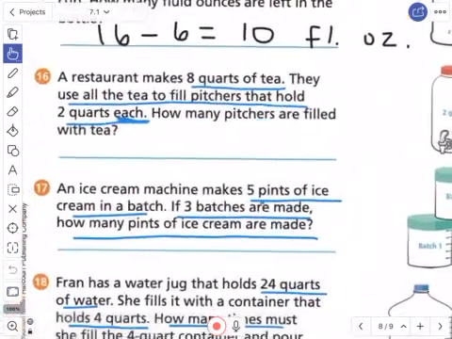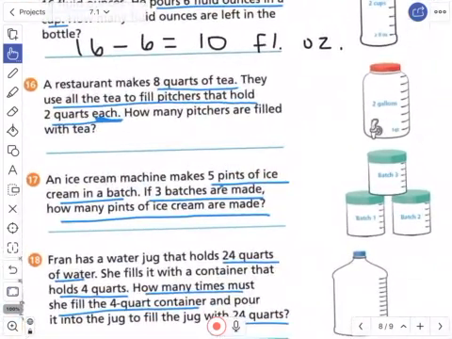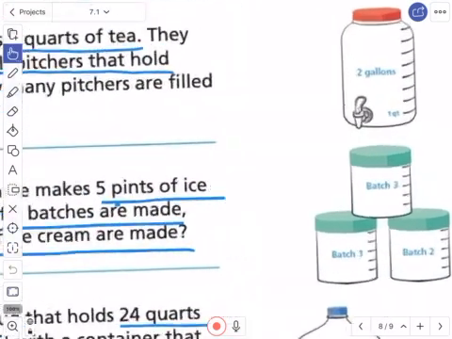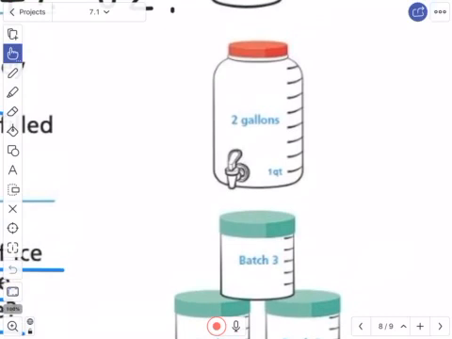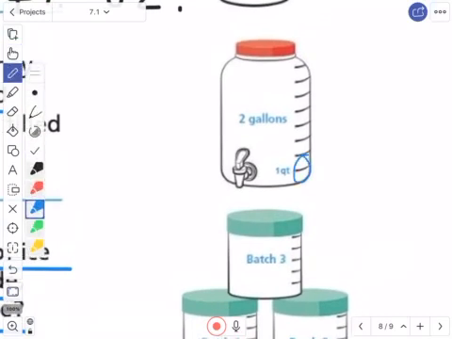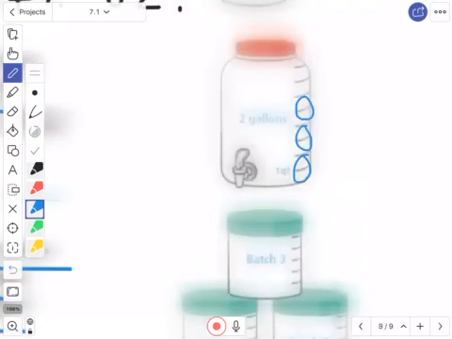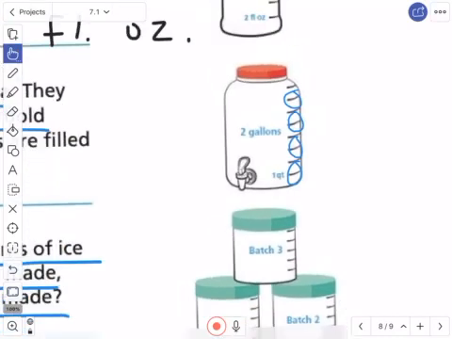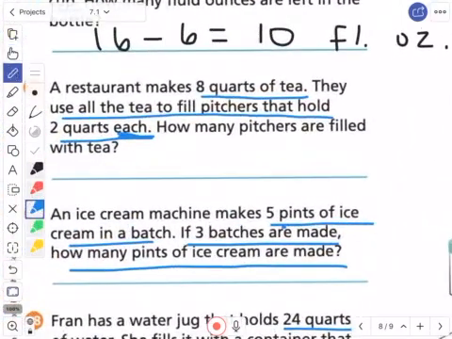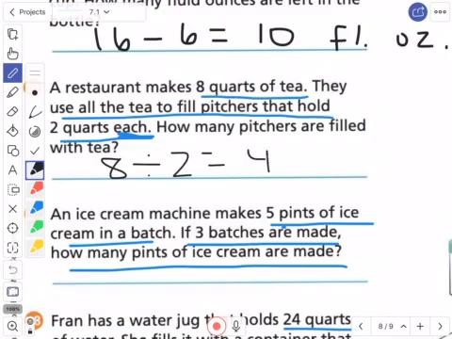Okay, a restaurant makes 8 quarts of tea. They use all the tea to fill pitchers that hold 2 quarts each. How many pitchers are filled with tea? So I almost can think about it like this. There's 2 quarts for each pitcher. Well, this would be like 1 pitcher, 2 pitchers, 3 pitchers, 4 pitchers. And because this is division, because you have 8 total and 2 going to each, 8 divided by 2 is 4 pitchers, just like with my picture.